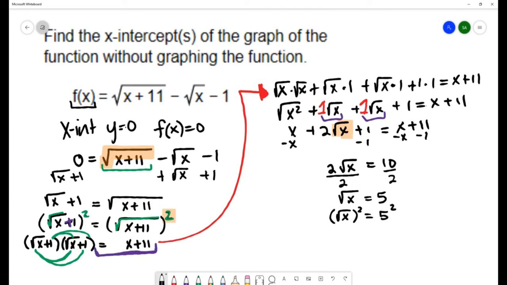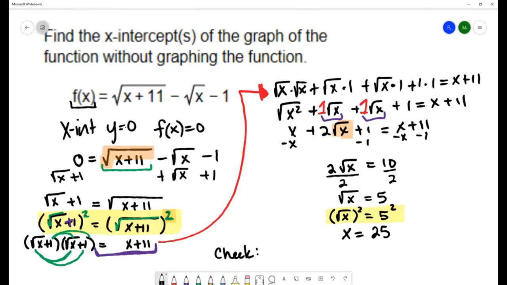The square root and the square cancel each other out, giving you x. And we have 5 squared on the right, which is 25. Now, we have one more thing to do here. Whenever in a problem we do this step right here, we square both sides, and we did it twice. We did it here as well. Anytime you square both sides to solve a problem, you must check your work.